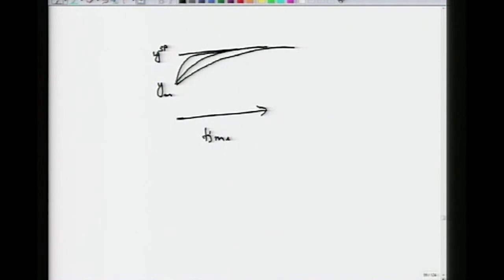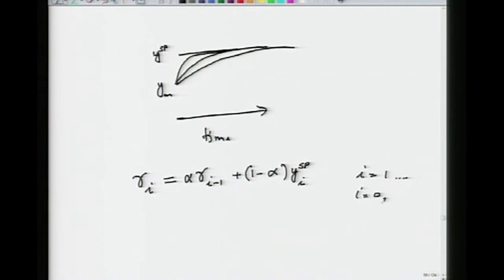And one of the ways of doing it is to say that R I is equal to R I minus 1 times alpha plus 1 minus alpha times y set point I, which would typically be constant. Okay, and we will say that I goes from 1 to large, and at I equal to 0, R 0 is equal to y measured. Okay. Notice an alpha is typically between 1 and 0.